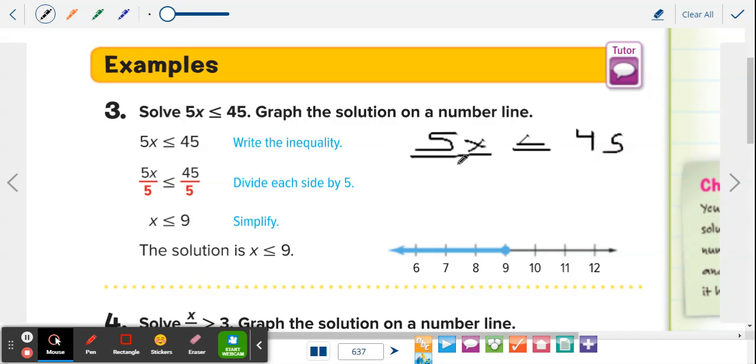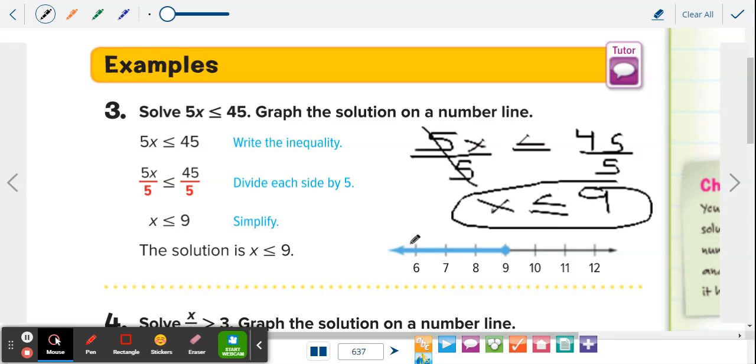So we are going to divide by the coefficient, which is 5. That number in front of the variable. So that's gone. You get x is less than or equal to 9. So there's the inequality, and then you graph it. This would be a dot because it can equal 9, and it goes to the left.